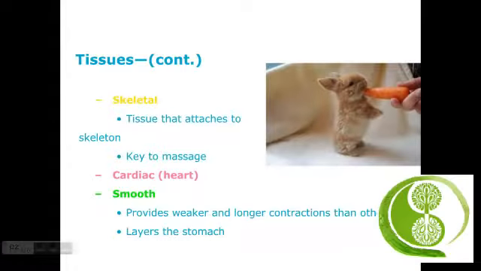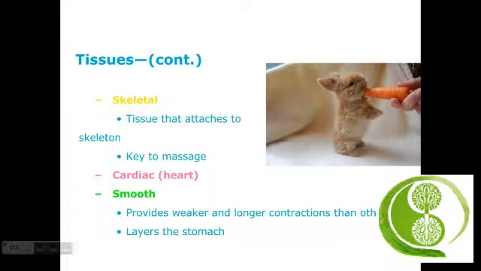Okay, now we're going to go on to muscle tissue. This is on page 70 in your textbook if you're following along in your text through this PowerPoint. We have 3 different types of muscle tissue. We have skeletal, cardiac, and smooth.